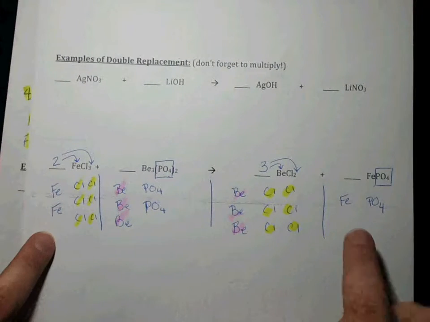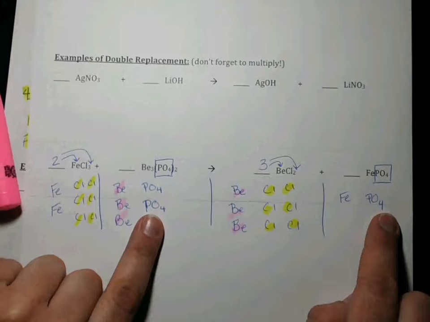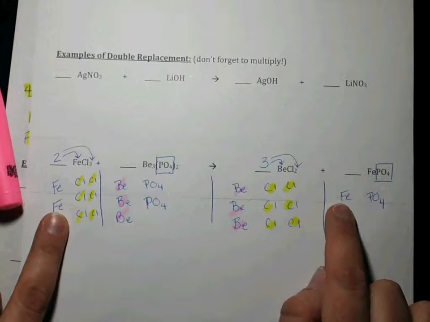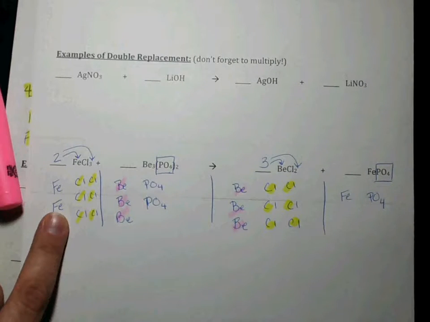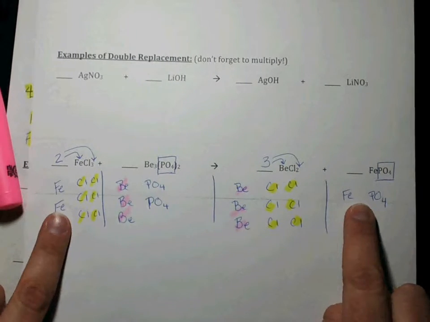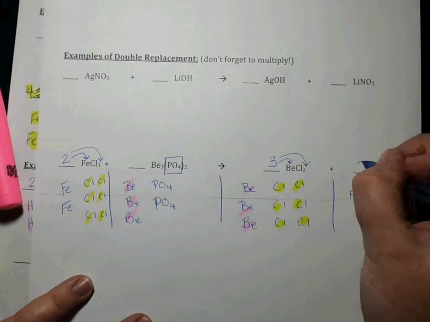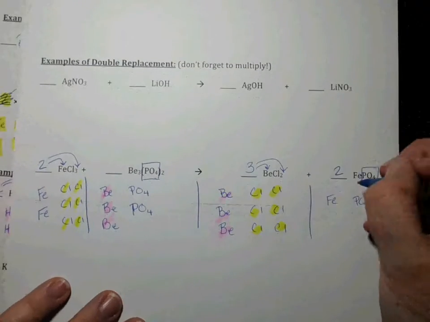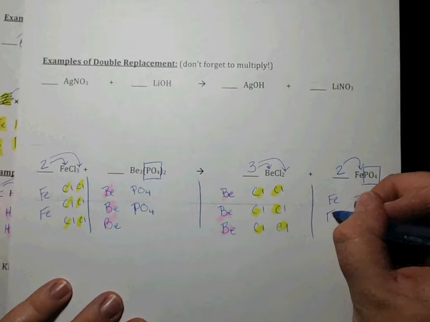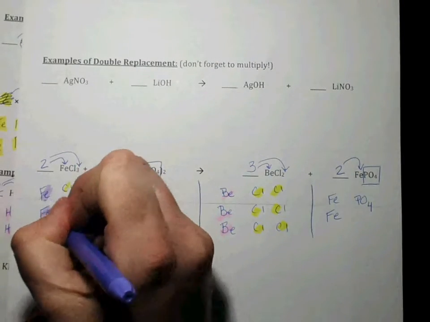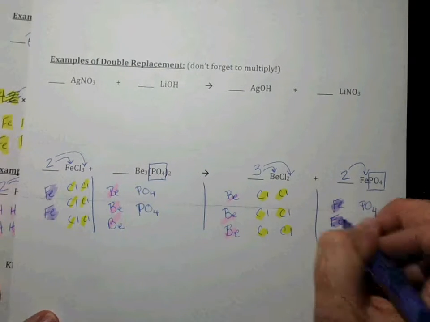But if I look at my irons, they don't match. If I look at my phosphates, they don't match. So let's pick one of them and fix it. I have 2 irons here and only 1 on the product side. So if I change this to be 2 here, that'll distribute to my iron and make a second iron here. And that, oh so conveniently, actually does make my irons match on the left side and on the right side. Now I have 2 on both sides.